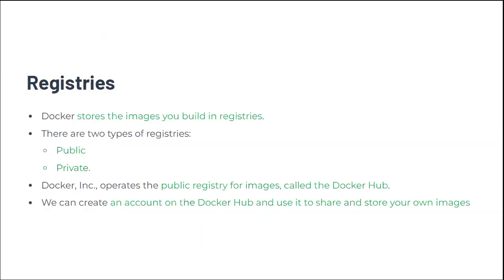The next component is registries. A registry is like an app store for Docker images. There are two types of registries. First one is public registries, second one is private registries. Public registries are open for everyone. Private registries are secure and restricted to your organization. The most popular public registry is Docker Hub, maintained by Docker Inc.